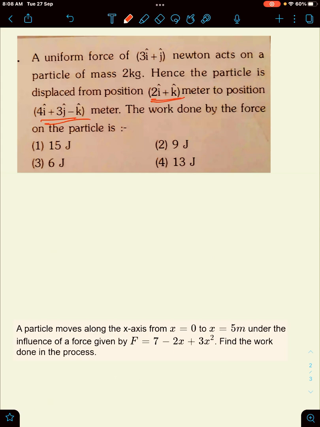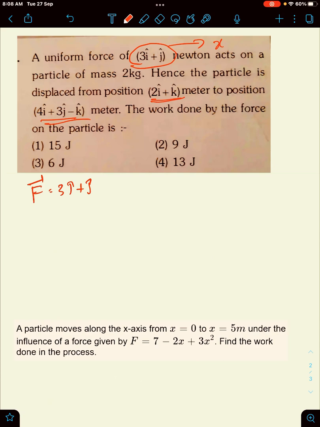Now, is it a constant force case or a variable force case? Definitely it is a constant force. Why? Because this F, whatever I am talking about, does not have any x. It's not changing with x, because 3i cap plus j cap is a force vector which is not changing. They are actually constant numbers. Now, what about the position, initial to final?